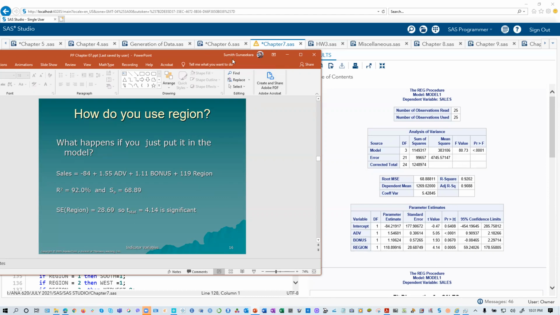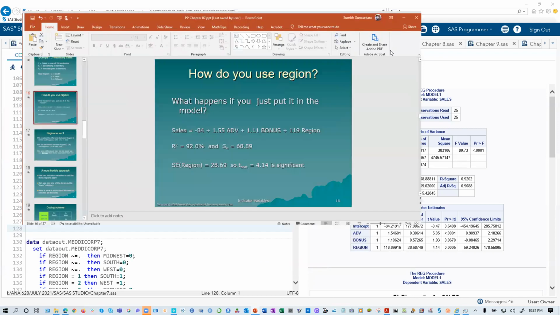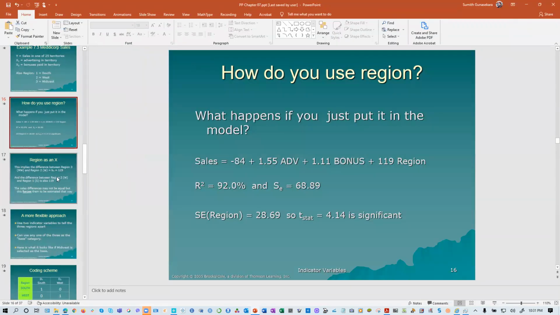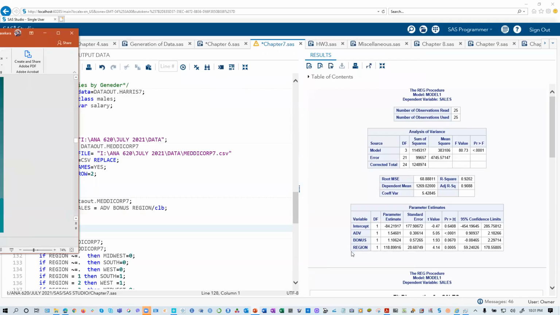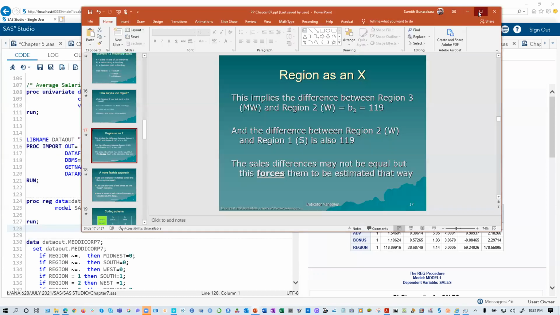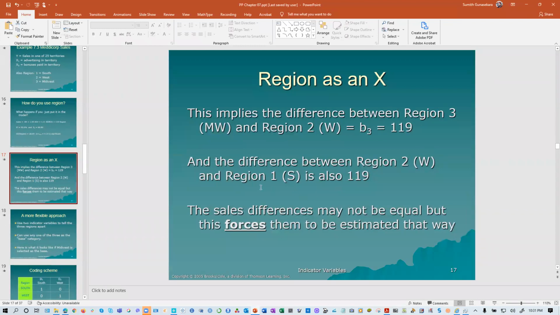Now, if you need the sales for a certain region, look at what they did over here. The difference between region 3 and region 2 is 190. This one is also 109. What does that mean? Where's 190? You see 190? This one. They say the gap between sales between which region to which region? What is the base? That implies the difference between region 3, Midwest.